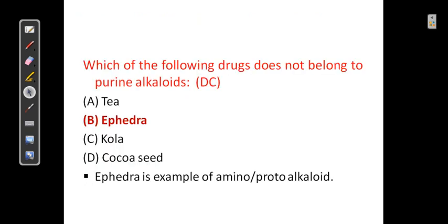Next question, which of the following drugs does not belong to purine alkaloid? Examples of purine alkaloid are tea, coffee, cola, coca. These are the examples of purine alkaloid. Ephedra is an example of amino or protoalkaloid. So the correct answer is ephedra.